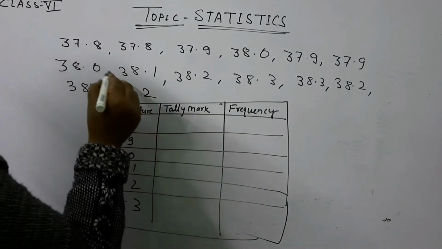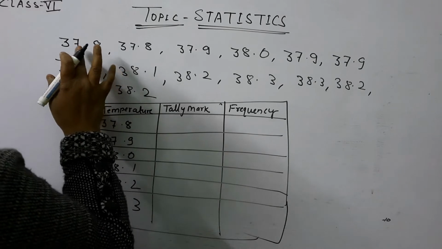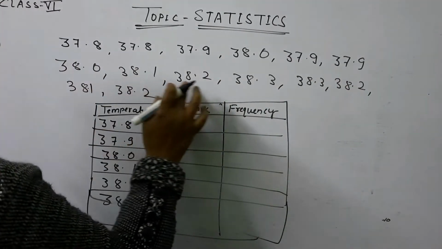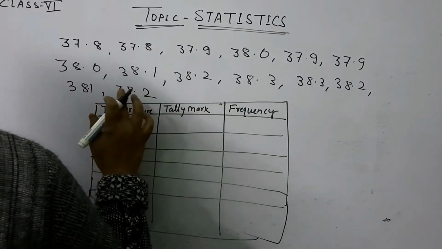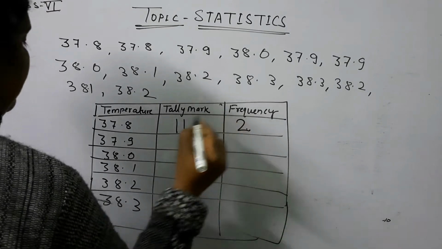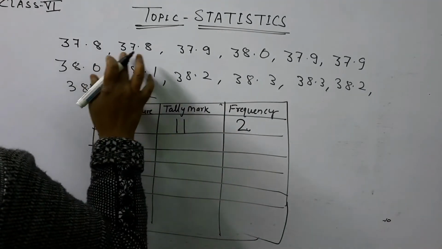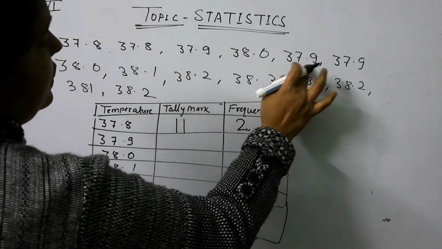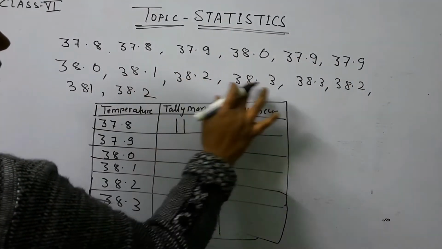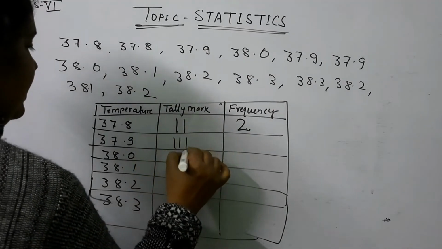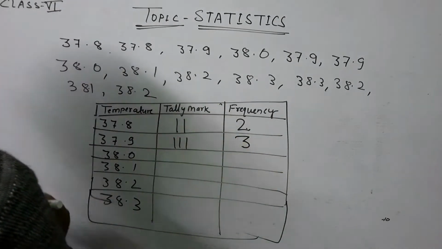Draw this one. Same way we will write. See 37.8. How many times is 37.8 given? Number of frequencies here 1, 2. It is 2 times only. The 2 lines are given and the number 2 is repeated. For 37.9 this one is 1, 2, 3, and 3 times. How many lines will we draw? 3. And the number of frequency we will write here is 3.